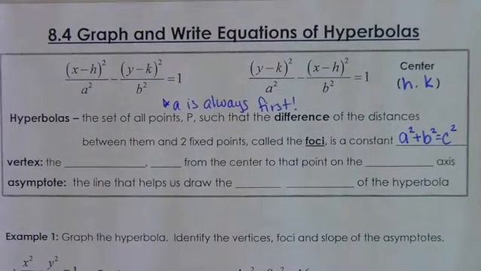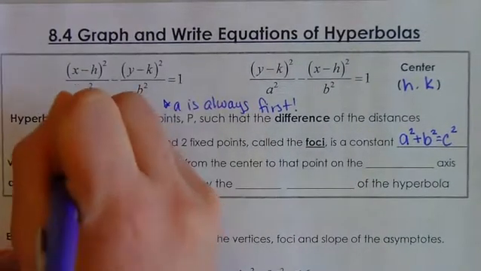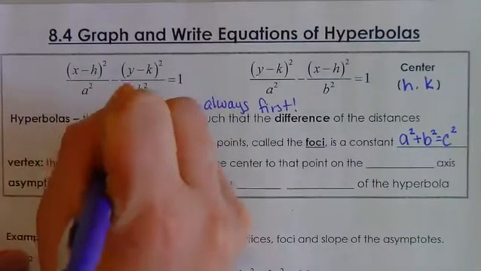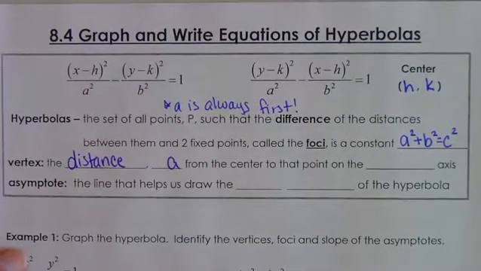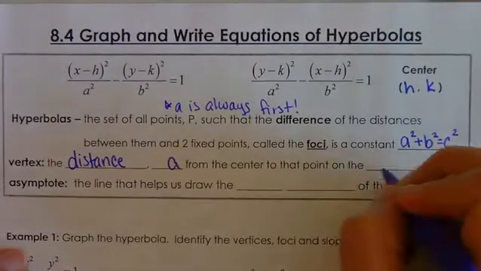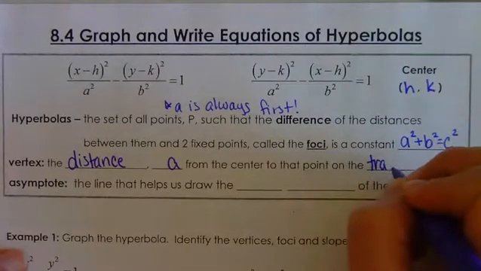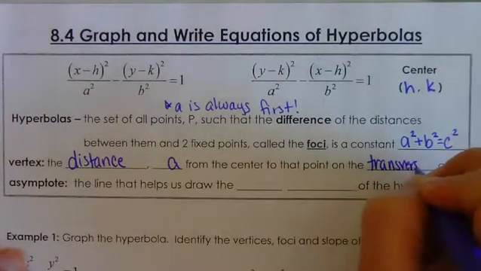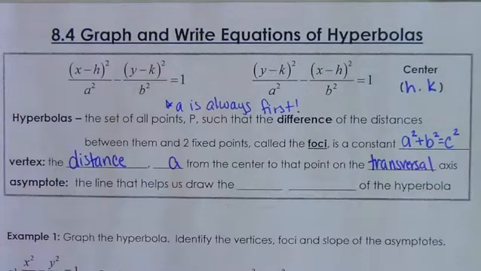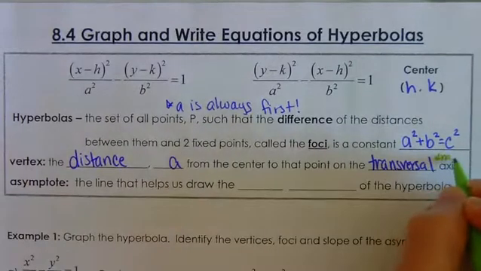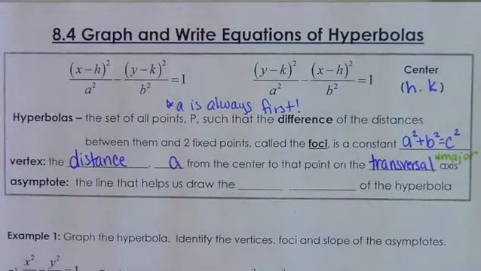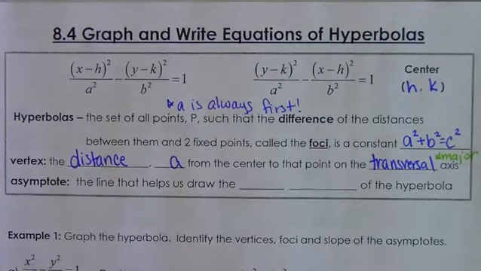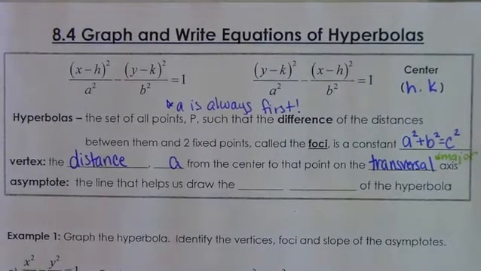All right, the vertex is going to be the distance, and we're going to call that distance a, just like we have been, from the center to a point on the transverse axis, which is the technical name. But if you really want to think about what we've been thinking of, this is going to be our major axis. Okay, there's no major or minor axis because a hyperbola is actually just two parabolas that are either both opening up and down or left and right.